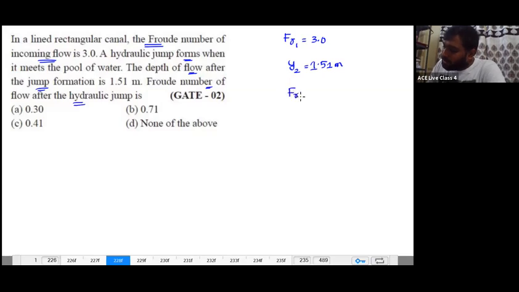What is the Froude number of the flow after the hydraulic jump? They're asking the Fr2. The Froude number of incoming flow is 3, and the depth of flow after the jump formation, means y2, is going to be 1.51. So they're asking the Fr2. But we have Fr1, and from the Fr1 we can find out the y1. Yes. You need to apply two equations over here.